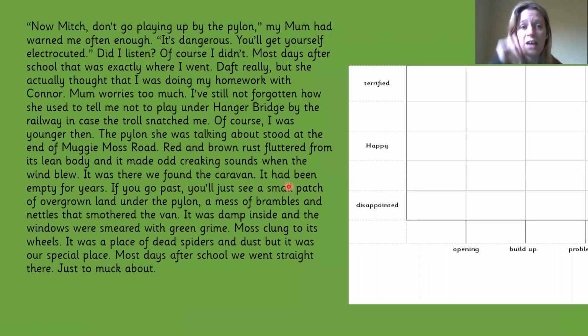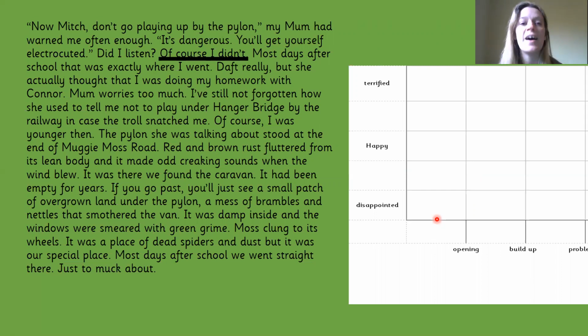So here I've got the opening, okay? So we're just focusing on the opening here, and we're going to be putting a point along this line to see how we think Mitch and Connor are feeling. So to do that, we're going to have to read the opening, okay? And we're going to see if we can pick out any words that might tell us how they're feeling. Right, so we've got now, "Mitch, don't go playing by the pylon. My mum had warned me often enough. It's dangerous. You'll get yourself electrocuted. Did I listen? Of course I didn't."